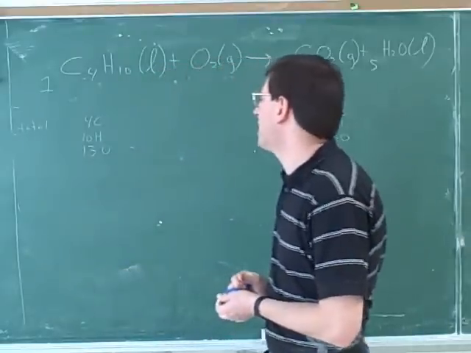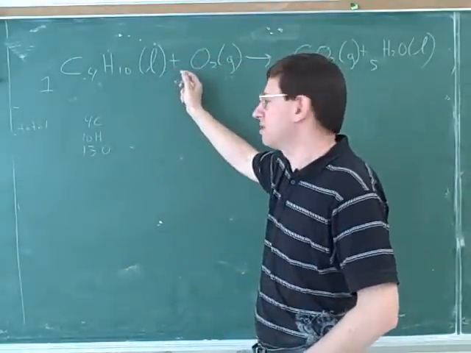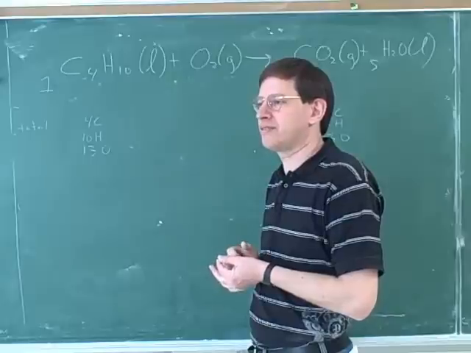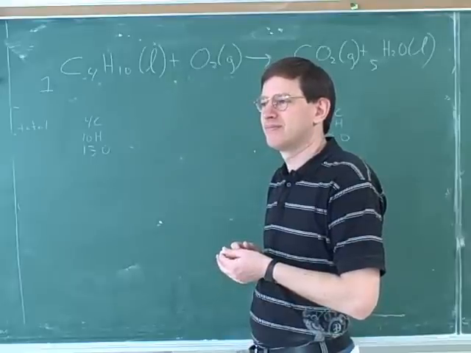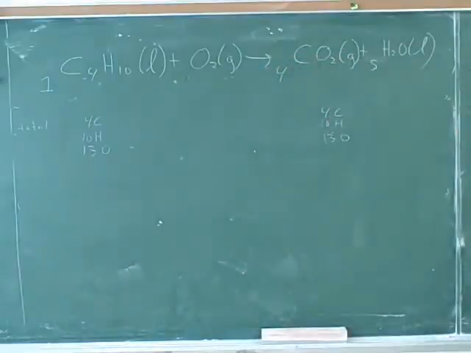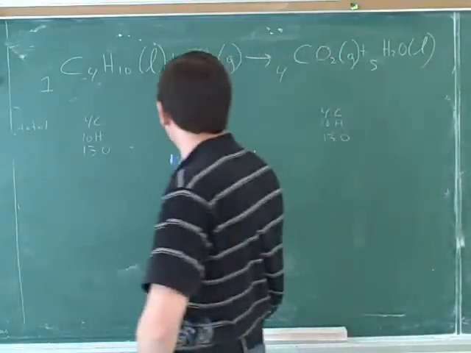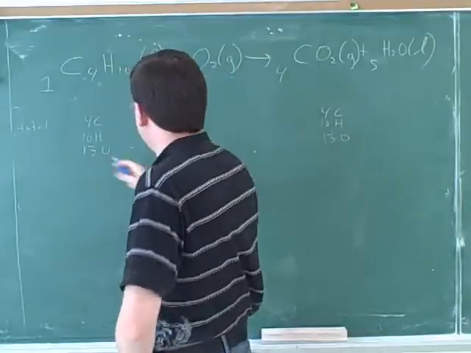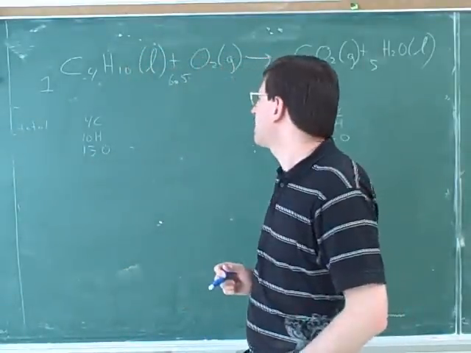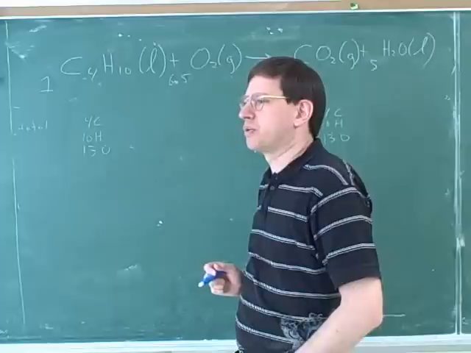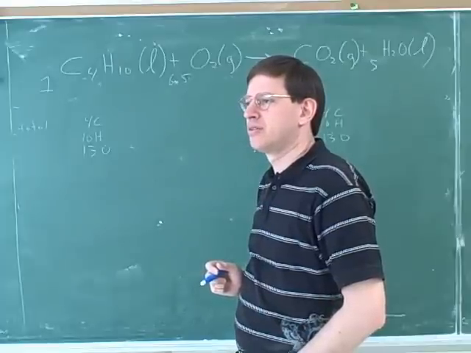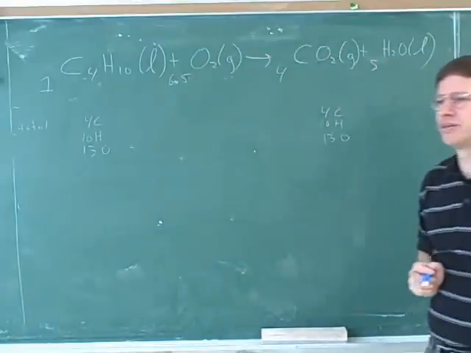Now we just have to figure out what number we need to put here to get 13 oxygens total on the left. We have put 6.5. Yeah, okay, you can do that, 6.5, because 6.5 times 2 is 13. It's probably more useful when we're working with stoichiometry to work with fractions. So would that be as a fraction?